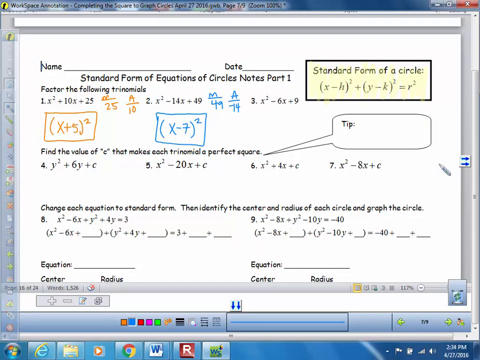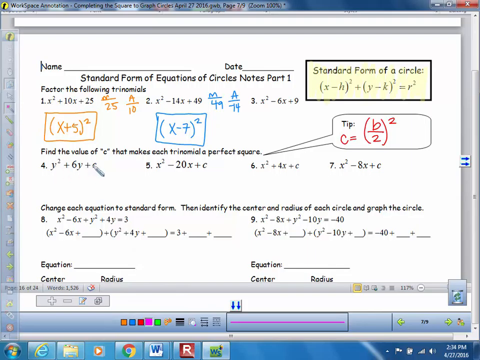Okay, now for these, we want to make them perfect squares. So we're looking for the number, our last number here, that we would multiply to get. The way that you would find that is you would take your b, you would divide it by 2, and then you would square that number. So that's what c is going to equal. So let's try an example of that.